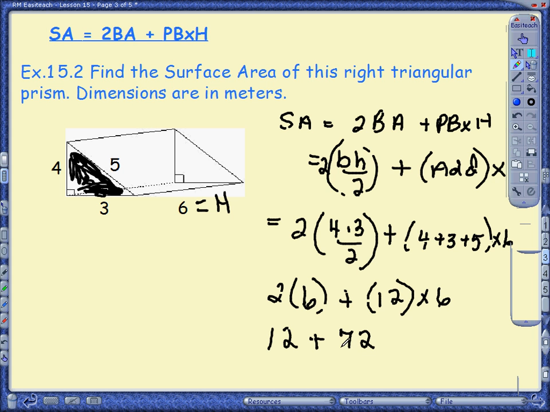We add these two together. 12 plus 72 equals 84. My dimensions were in meters, so my answer is 84 meters squared.